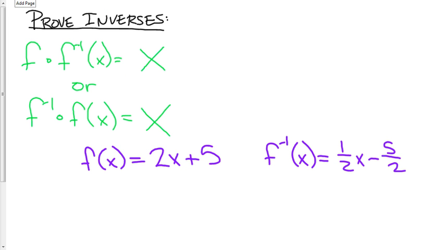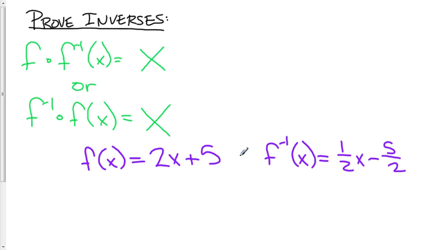Finally today, proving functions are inverses of each other. One or the other of these will work, or actually both of them will work, but you don't have to do both, you only have to do one. You either take the function and then the composition of the inverse, or you take the inverse and then the composition of the function, substituting one into the other. If when you do that you are left with just x, then the functions are inverses of each other. So here we have an example.